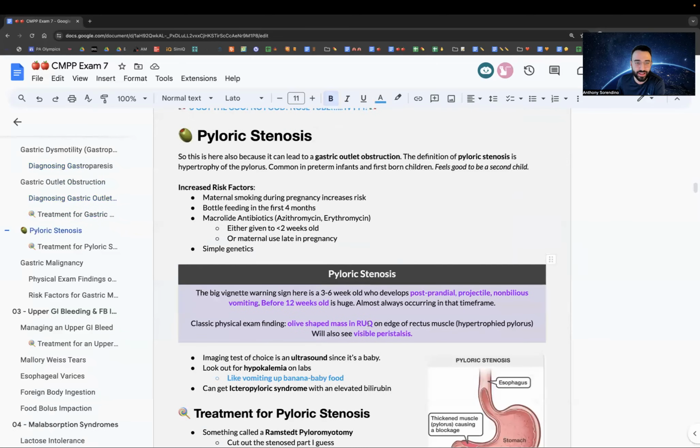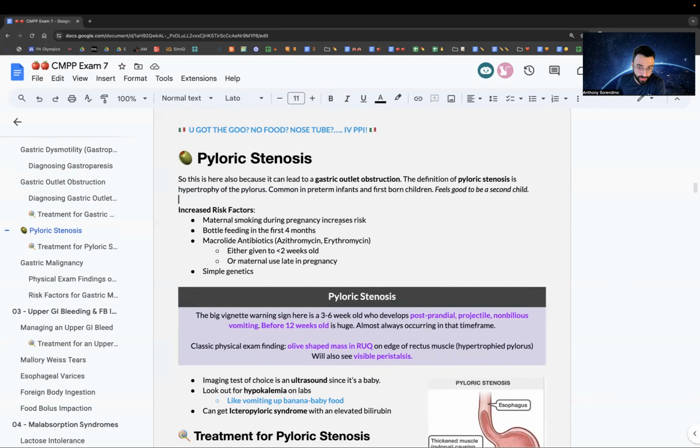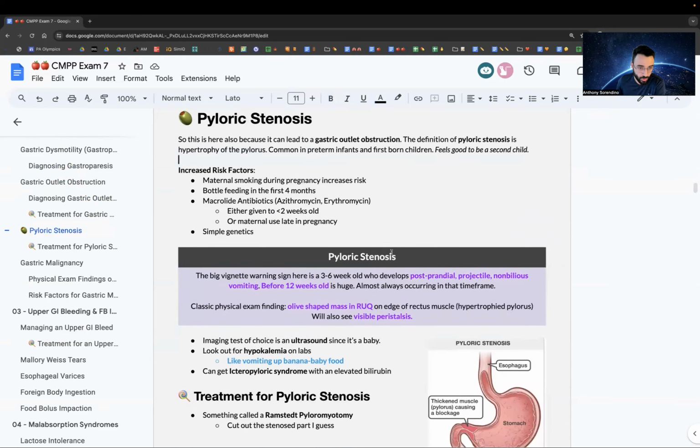Oh, this is ridiculous. Okay, pyloric stenosis. So this is here because it can lead to a gastric outlet obstruction. This is kind of the one you're going to see in kids. The definition is actually a hypertrophy of the pylorus. It's going to be common in preterm infants and firstborn children. Okay, some risk factors here: maternal smoking during pregnancy, early bottle feeding in the first 4 months, macrolide antibiotics either given to a baby less than 2 weeks, or if the mom uses this later in pregnancy, or just genetic.